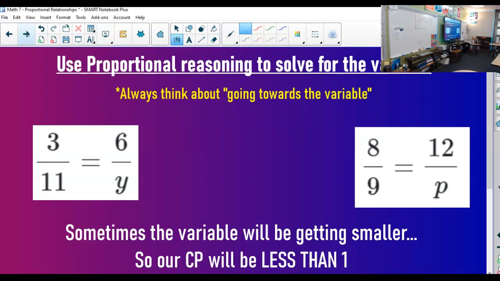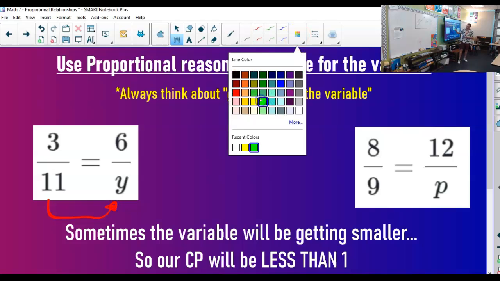Even if you know what the answer is, we want to write this. Guys, this could be your homework problem tonight. Like, I'm not joking. This is straight up one of the problems from tonight's homework. We want to think about going towards the variable. We're going this way, towards the variable.